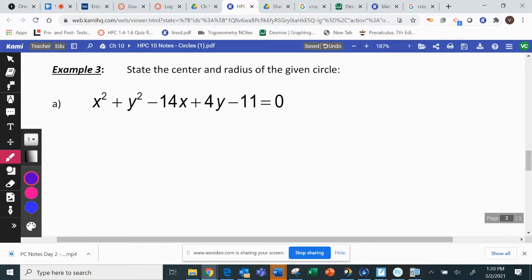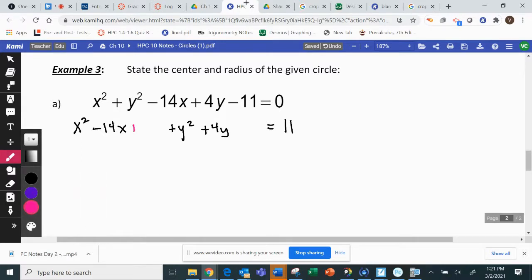Okay. In example 3, state the center and the radius of the given circle. So you can see this is not in the correct form. So we're going to change it and put it in the correct form. To do that, you want to start by grouping your x's together. So x squared minus 14x. And I'm going to skip a space on purpose. Then I'm going to group my y's, y squared plus 4y, and purposely leave a space. And then I'm going to group my constant, my negative 11. I'm going to move it to the other side, where it becomes positive 11. I'm going to set it up this way.